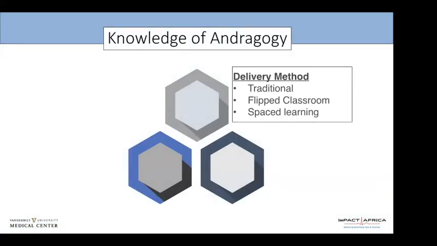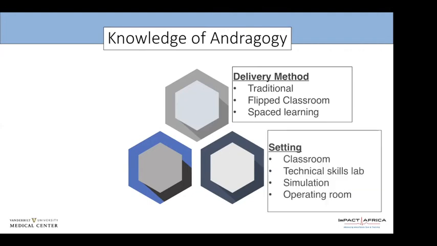So when I think of andragogy, I think of three different categories. One is the delivery method. An example would be a traditional one, where you stand at a chalkboard and give a lecture and teach students, as opposed to using a flipped classroom model or spaced learning. So how you decide to deliver a topic, there are certain aspects that you need to know about each of them to do it more effectively.